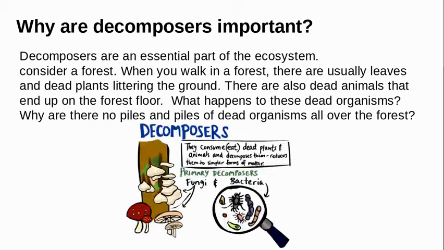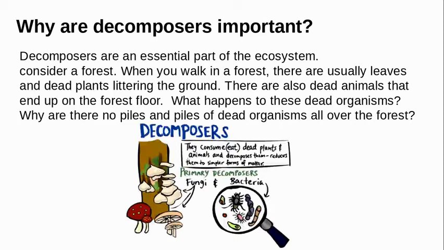So decomposers are an essential part of the ecosystem. When you walk in a forest, there are usually leaves and dead plants littering the ground. So for this unit, when you hear the word litter, I'm talking about dead plants and leaves, not trash litter. So in your notes, please write down: litter equals dead plants, dead leaves.